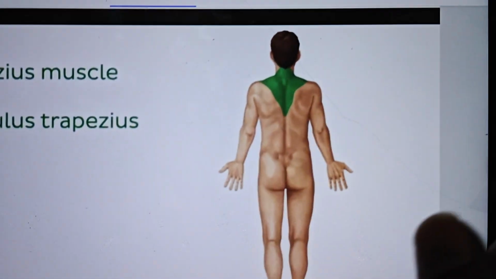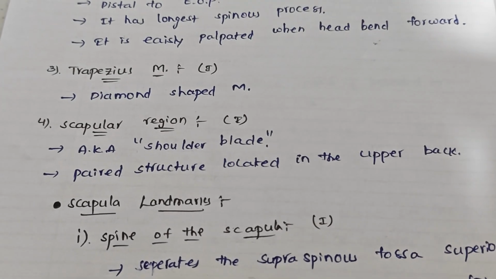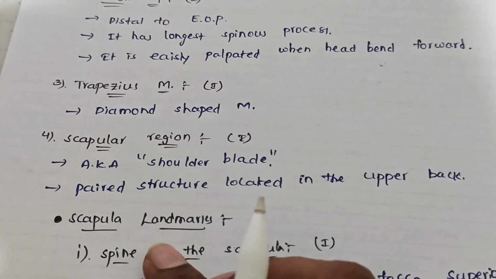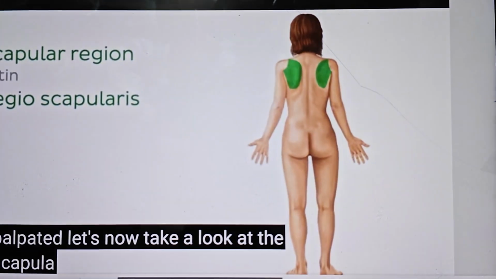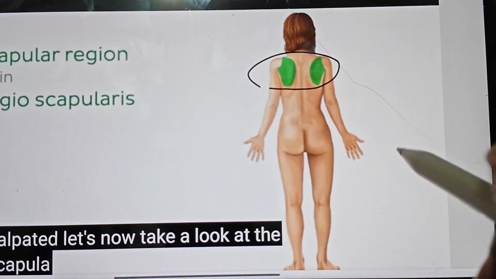You can see this muscle right here. Next one is scapular region. Scapular region, also known as shoulder blade, is a paired structure located in the upper back area. This one is the scapular region. This entire area is the scapular region.